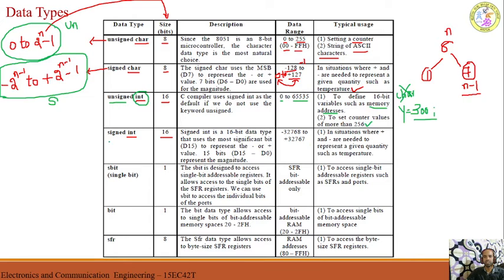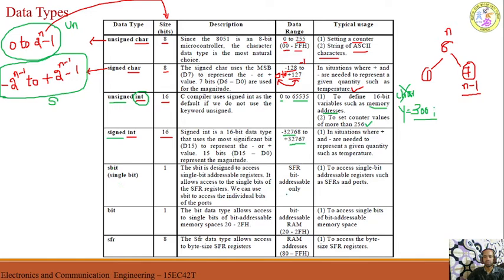Similarly, we have signed int. In case of signed int, it represents both positive as well as negative numbers. One bit is reserved, therefore I will substitute 16 here: 16 minus 1 is 15. 2 to the power of 15 is 32,768. So the range is minus 32,768 to 32,768 minus 1, that is 32,767.